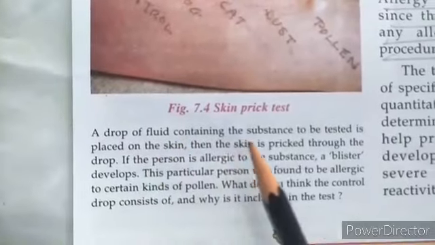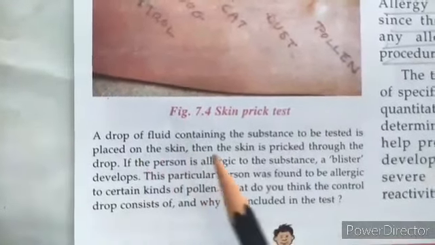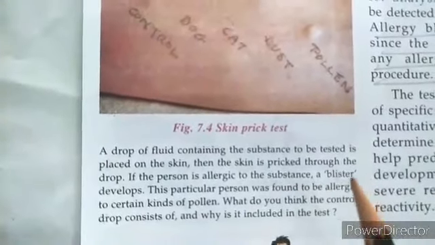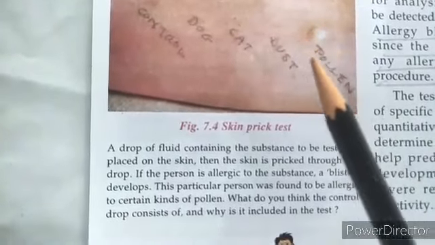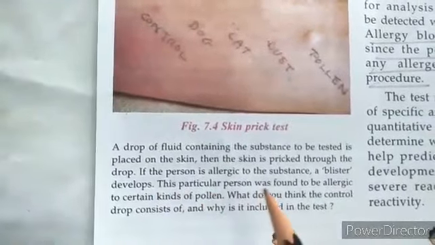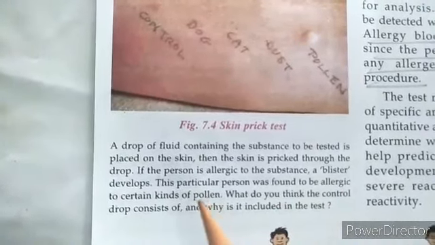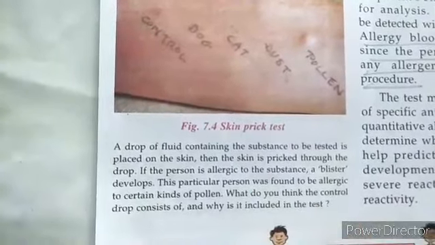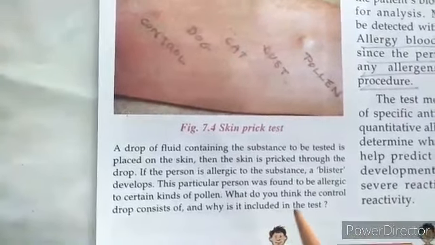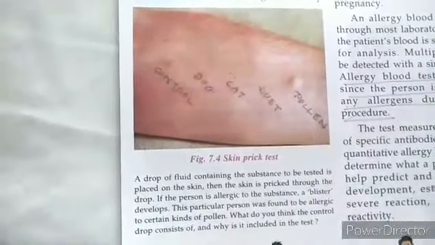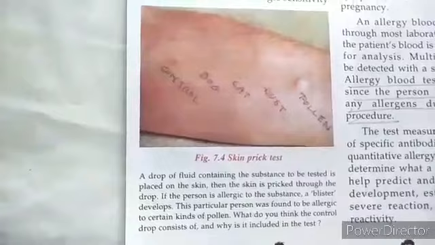A drop of a fluid containing the substance to be tested is placed on the skin. Then the skin is pricked through the drop. If the person is allergic to the substance, a blister develops. As you can see here, this person seems to be allergic to pollen. A blister has developed. This particular person was found to be allergic to a certain kind of pollen, as the blister came for pollen here. What do you think the control drop consists of, and why is it included in the test? So they are asking you why the control drop is included in the test. What are your guesses?